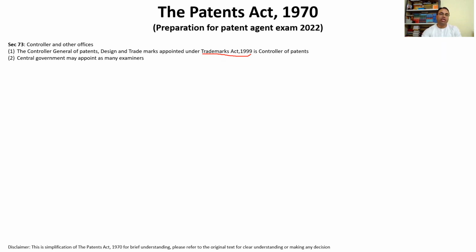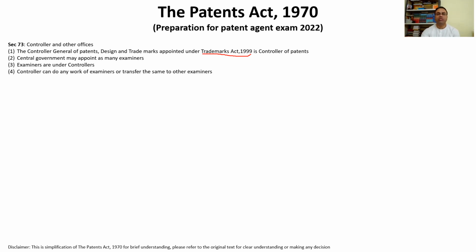The central government may appoint as many examiners as it wants. So examiners are not appointed by the controller, but by the central government. They can ask, does the controller appoint examiners? No, the central government appoints examiners. And are examiners directly under the central government? No, examiners are under the controller.